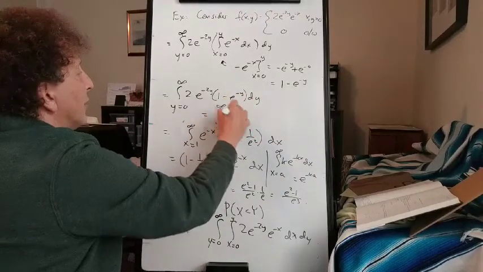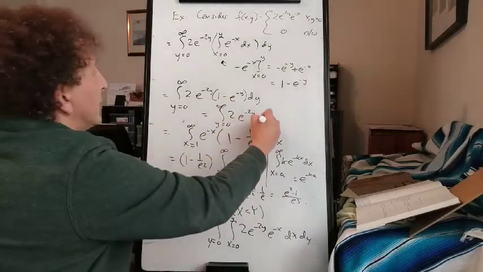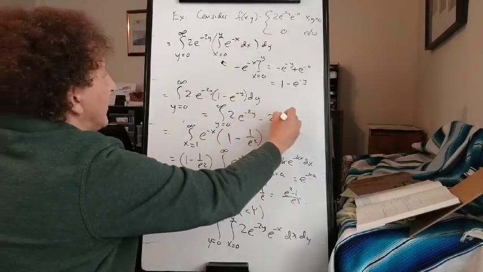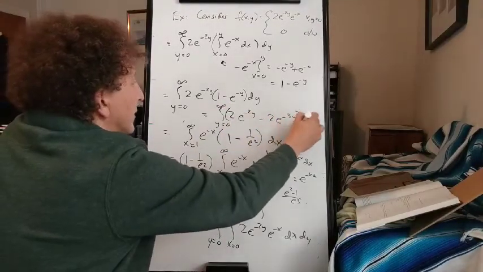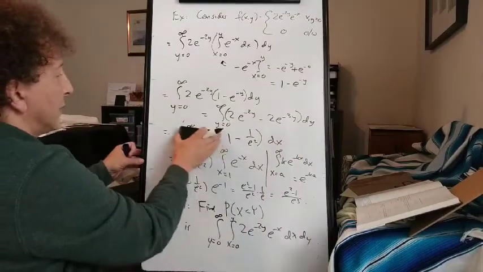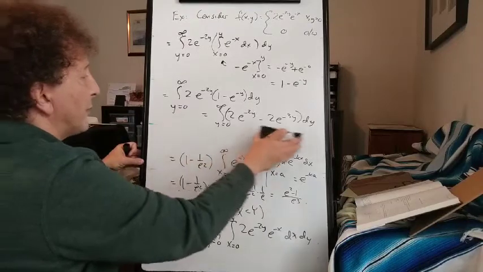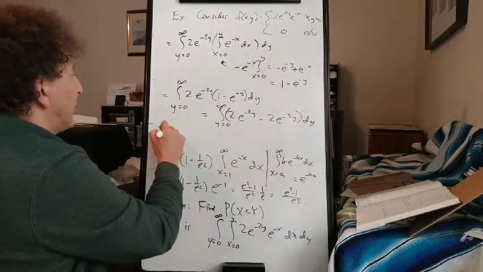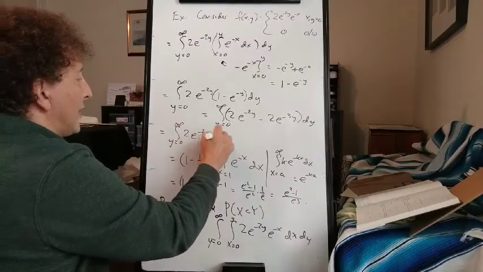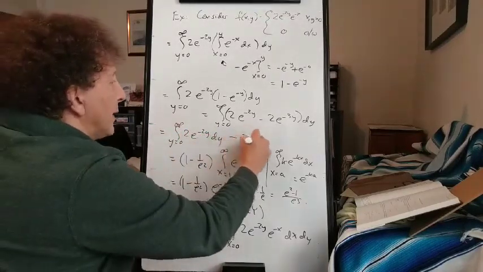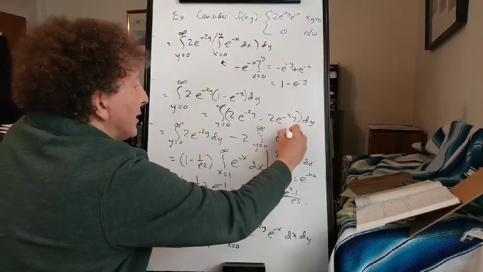which is the integral of 2e to the negative 2y minus 2e to the negative 3y dy. So we can separate these into two different integrals. The integral of 2e to the negative 2y, which is easy, we know that's 1, minus 2 times the integral of e to the negative 3y dy.